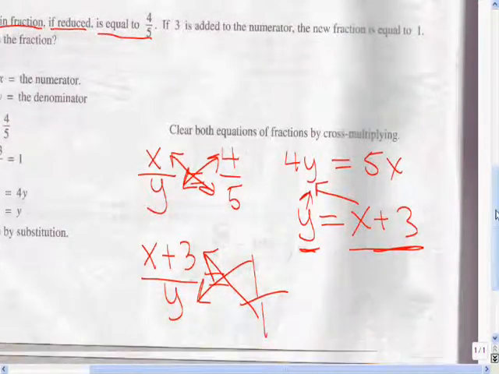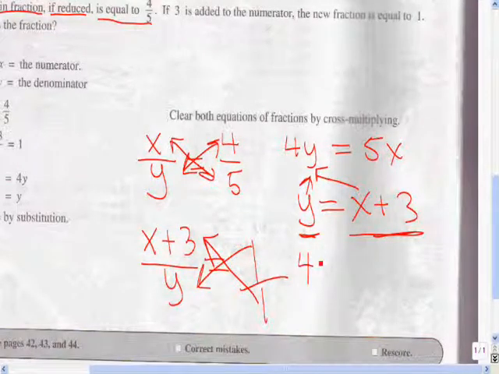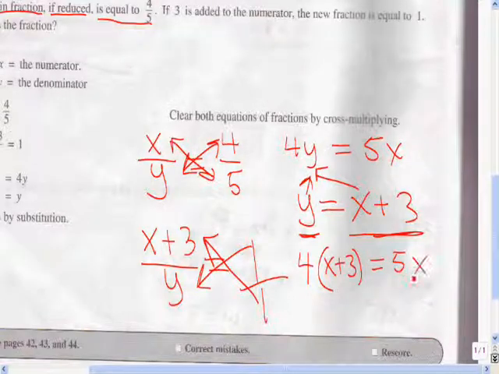I'm going to substitute. 4 times, since y is the same as x plus 3, wherever I see y, I'm going to plug in x plus 3. So 4 times x plus 3 equals 5x. And now I have the same variable. You see, I can't solve these equations when I have different variables. My goal is to get the same variable.